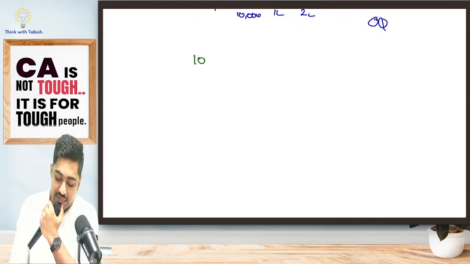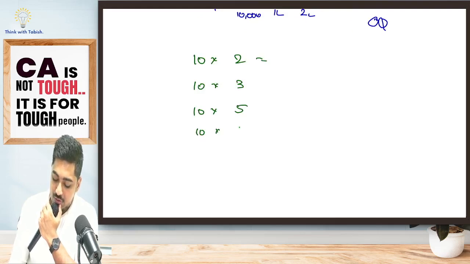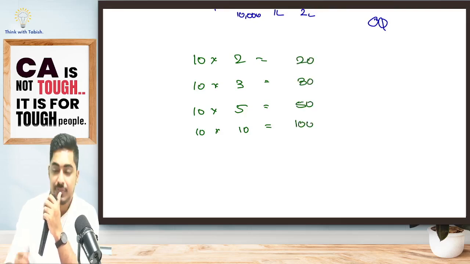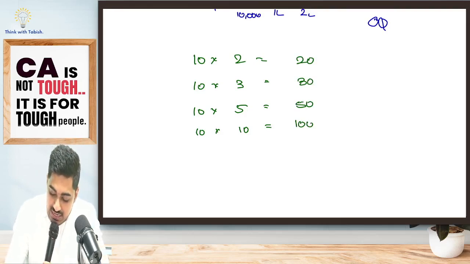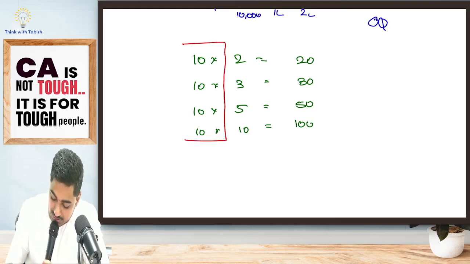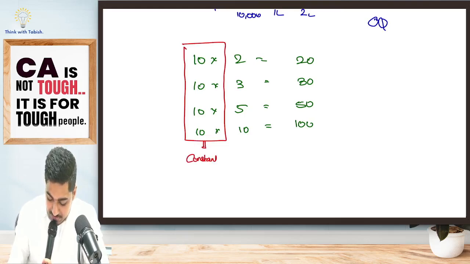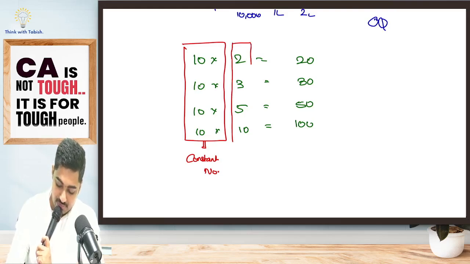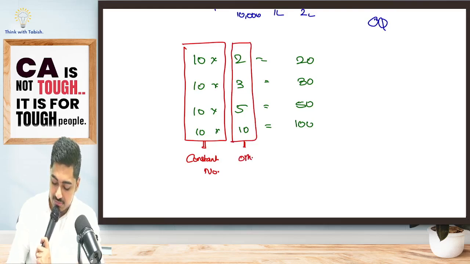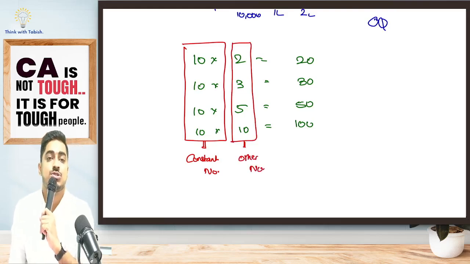Look at this, everyone. 10 into 2, 10 into 3, 10 into 5, 10 into 10. Yes, what is the values? Can you guys tell me? 10 into 2 is 20, 30, 50, 100. Now, how do we do this calculation on our calculator? If you see this, there is one number which is constantly getting multiplied. Yes or no, everyone? I will call it as my constant number. Along with that, there is one more number. I will call it as other number. Okay. So how we are supposed to do the calculation?